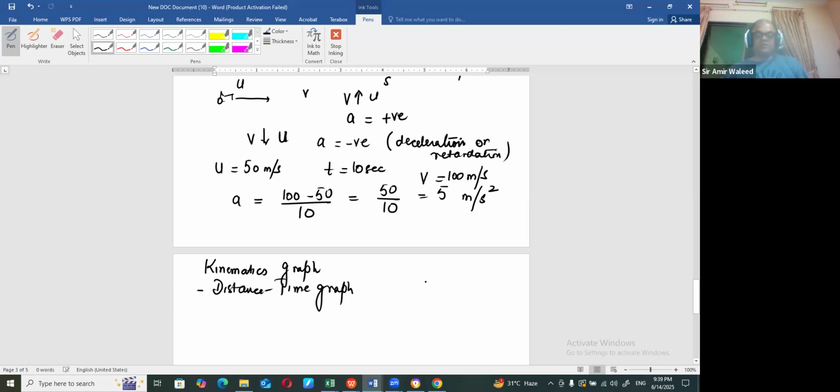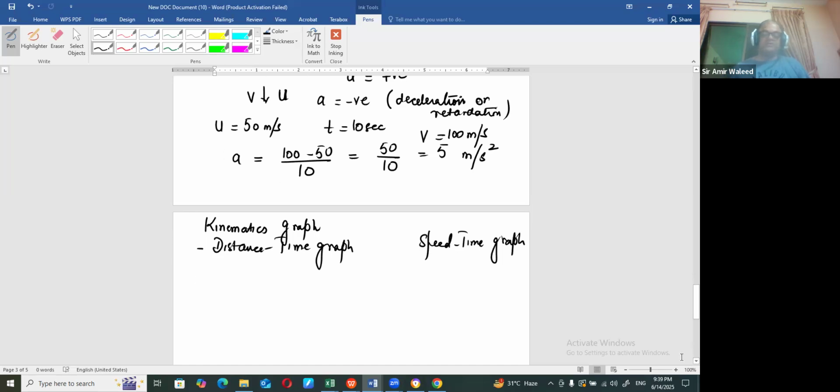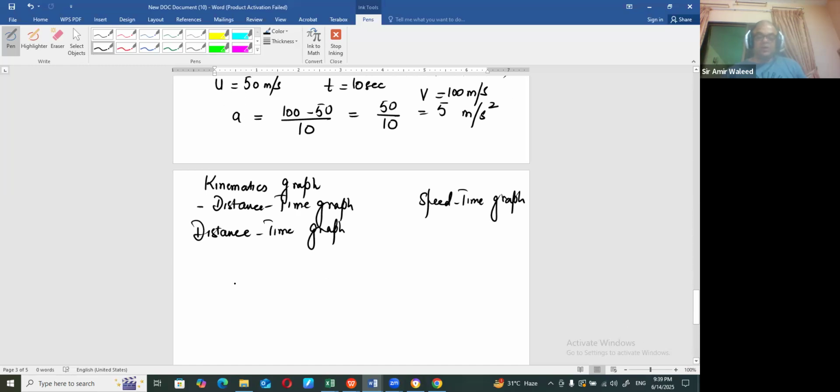And the second type of graph is called the speed time graph. Now, as I told you previously, we can use distance instead of displacement and speed instead of velocity interchangeably, until the direction is particularly mentioned. Now let's talk about the distance time graph, some standard distance time graphs. In a distance time graph, remember that distance will be taken on the y-axis and time will be taken on the x-axis.